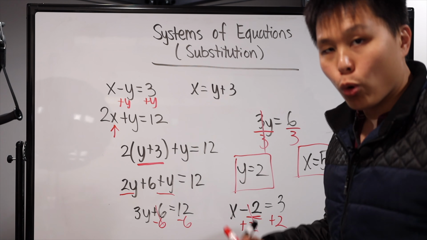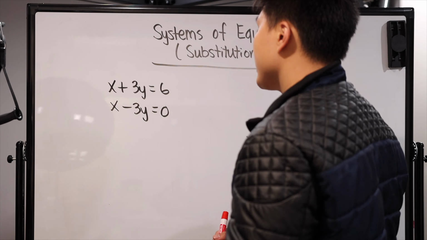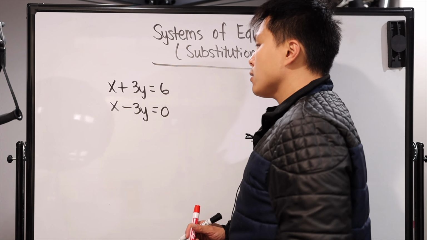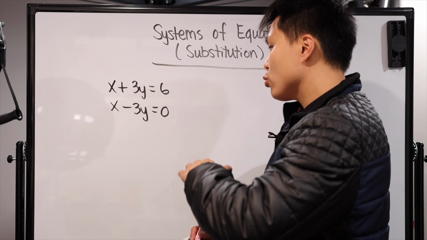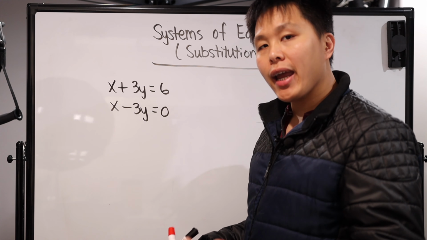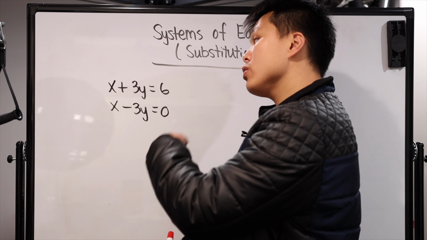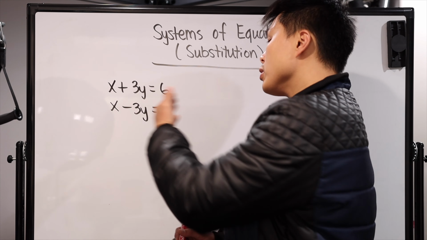Let's look at one more example just to ingrain it in our head. All right, so here's our second example. The first equation is x plus 3y equals 6. The second equation is x minus 3y equals 0. Now, once again, the first step, you can pick any one of the equations. Usually, if you want, pick the first one. Me, I'm going to choose the second one.